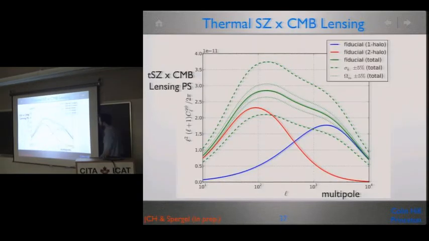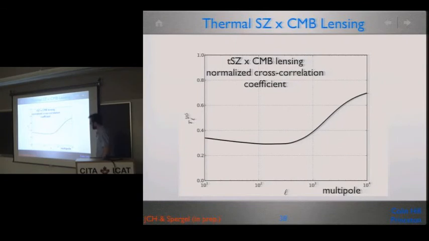So this is what the signal looks like for our fiducial WMAP9 cosmology with the Battaglia pressure profile. The two halo term is in red here, which dominates at these larger angular scales, and the one halo term is in blue, which dominates at the smaller scales. The total is the solid green, and the dashed and dotted curves show what happens if you change sigma 8 or omega matter by a small amount. Over the range where we're going to measure the signal, it scales roughly like sigma 8 to the 6th or omega matter to the 1.5.